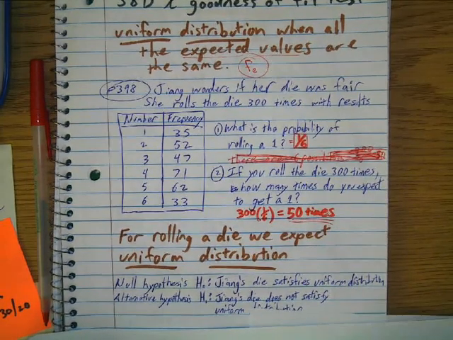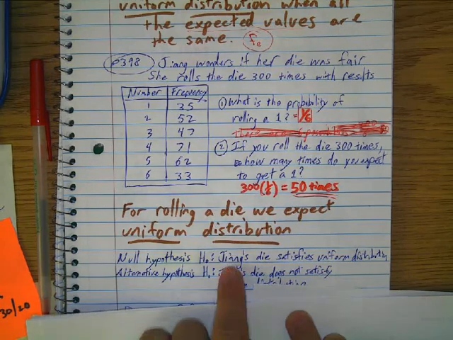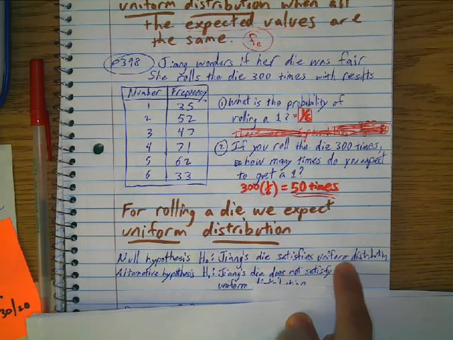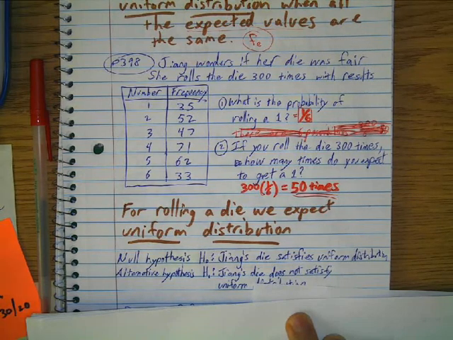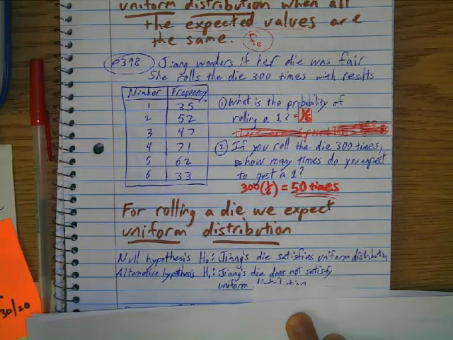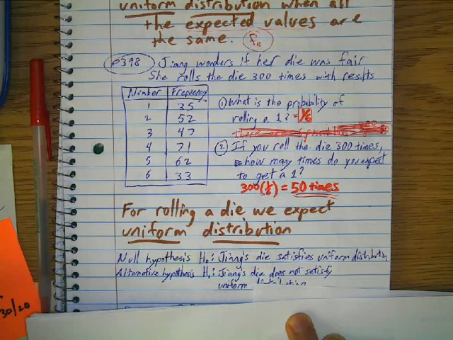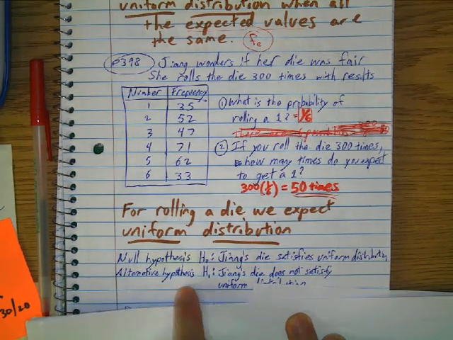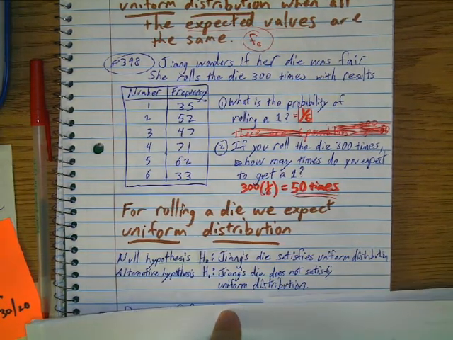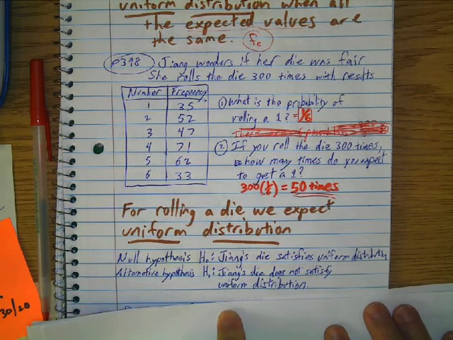Our null hypothesis is going to be that Jiang's die satisfies a uniform distribution. That's going to be our null hypothesis whenever we're doing a goodness of fit test. The alternative hypothesis is that Jiang's die does not satisfy a uniform distribution.